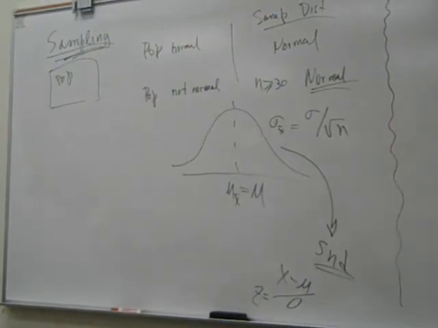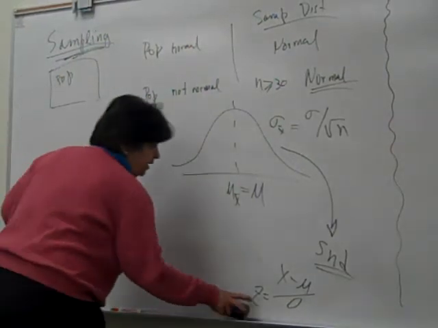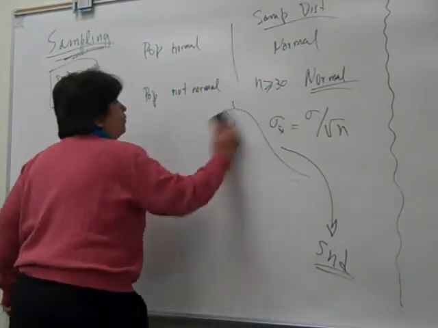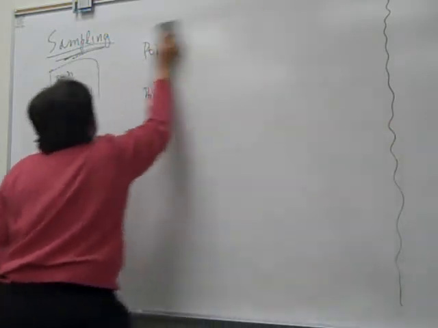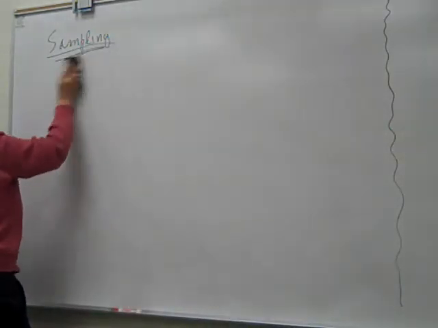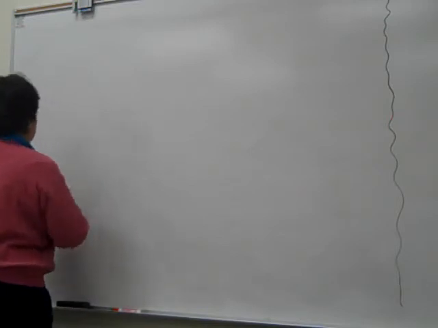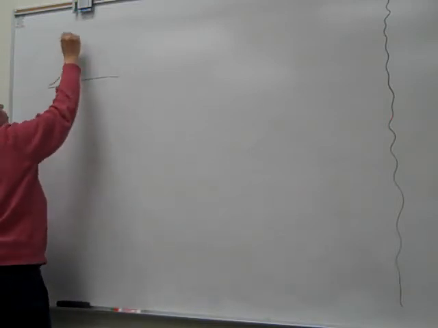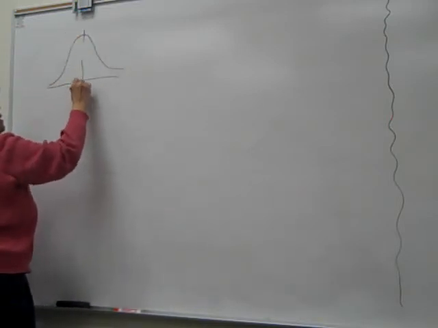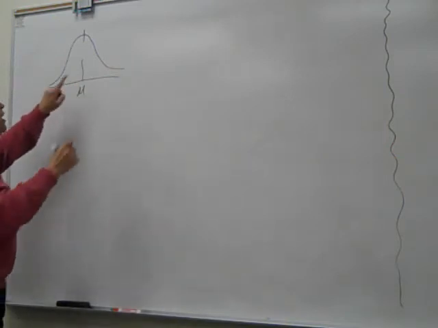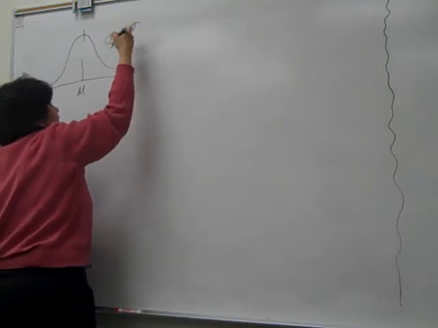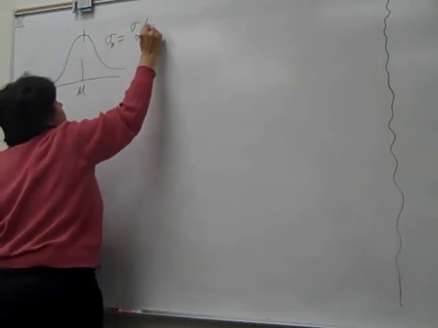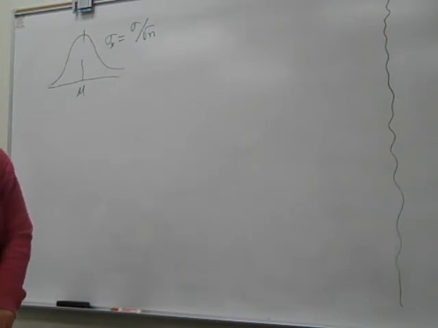Now, we know then that the sampling distribution for the mean is normally distributed, okay, if the conditions are appropriate. It's normally distributed with the mean equal to the mean of the population, and the standard deviation is equal to the standard deviation of the population divided by the square root of n.